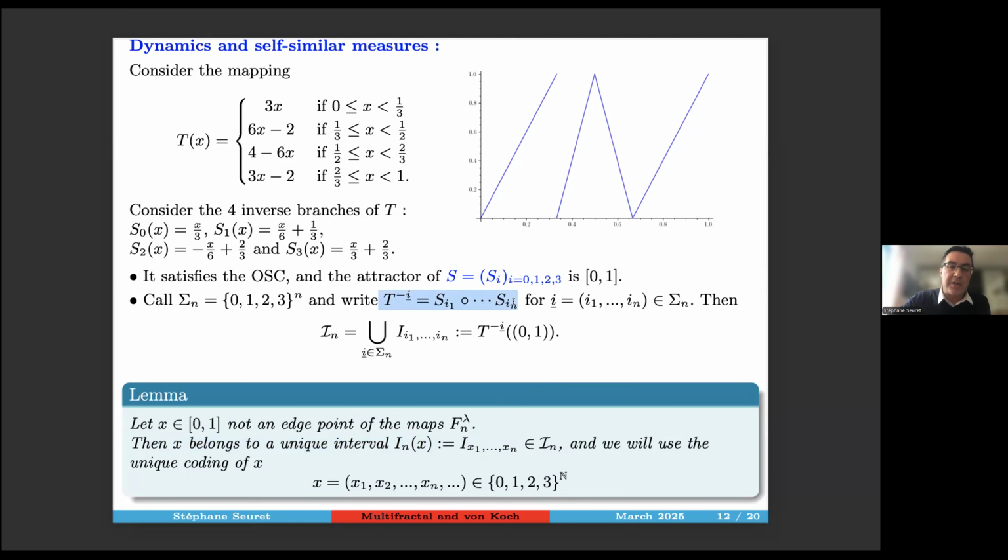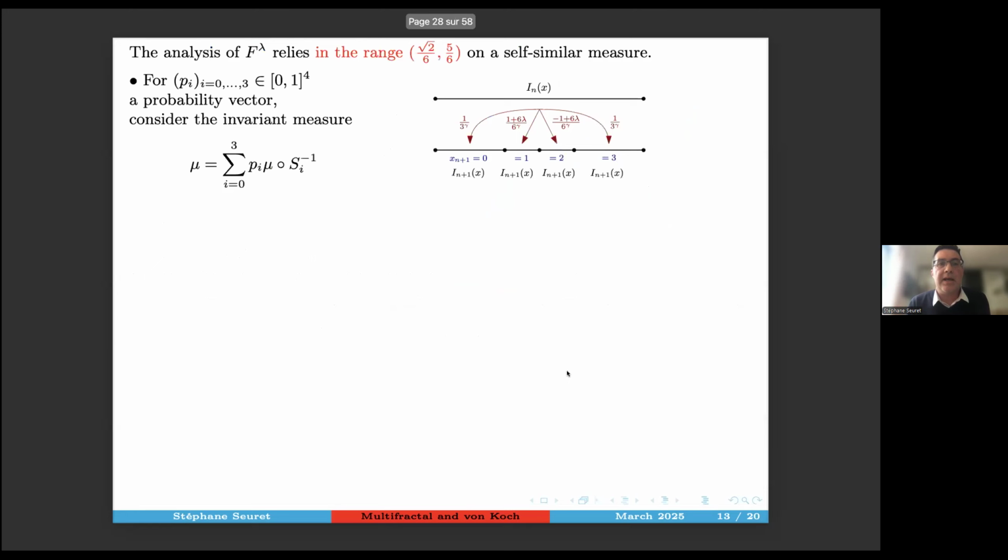So if you have I, X1, Xn, it's the interval that you obtain after applying Sx1, Sx2, Sxn. So it's a very small interval whose length is a power of 3, power of 6, right? Because this is the thing. So the important thing is that every X has a unique coding in terms of this dynamical system.